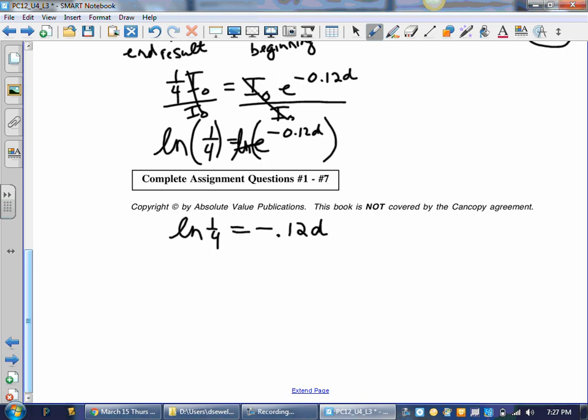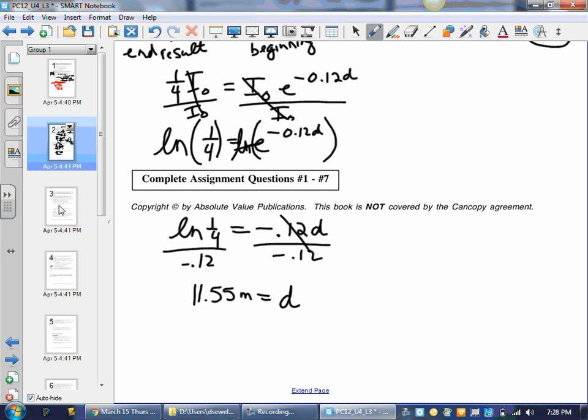You can type in the natural log, or the ln of 1/4 on your calculator, and divide it by negative 0.12, and d is going to equal 11.552, we're going to go to the nearest hundredth, 11.55 meters. All right, let's move right along here. We've got a lot more to go.